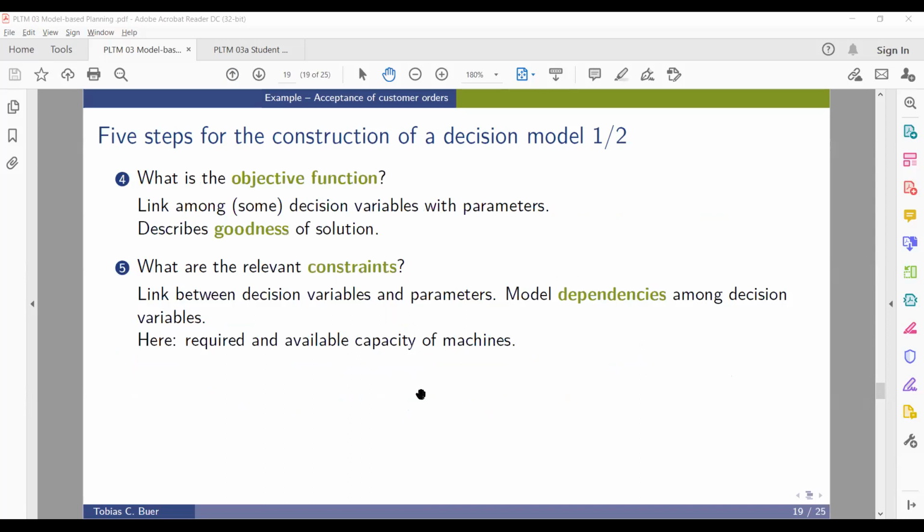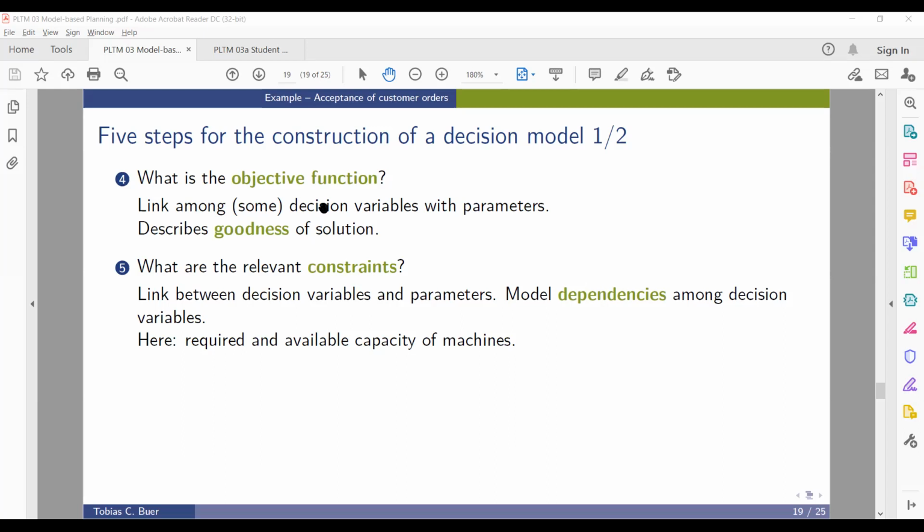So we need something that we call objective function. By an objective function, we try to measure what is a good solution. How is a good solution characterized, and what should be the properties in order to decide what is a good solution? And the objective function usually always tries to combine the decision variables with the parameters. There's always some connection, at least between some decision variables and some parameters.